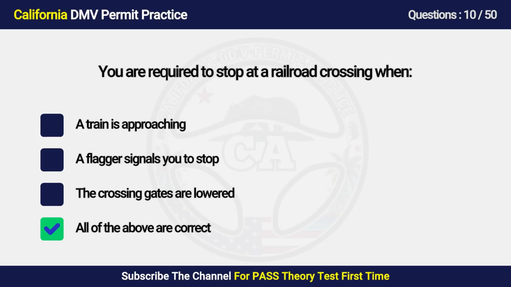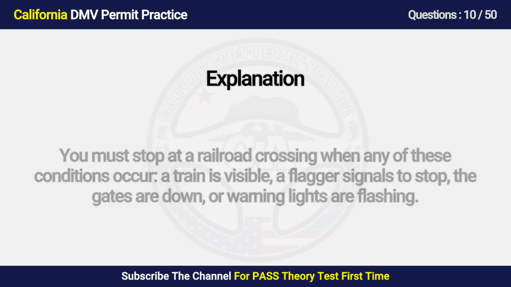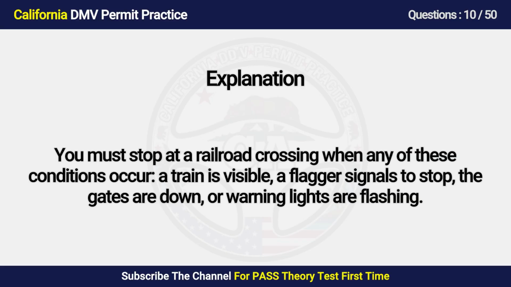Answer is D. All of the above are correct. You must stop at a railroad crossing when any of these conditions occur: a train is visible, a flagger signals to stop, the gates are down, or warning lights are flashing.